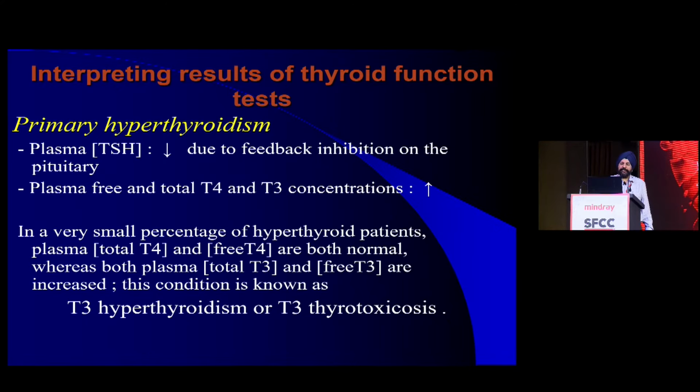So in primary hyperthyroidism, the TSH is usually decreased and the FT3 and FT4 levels are increased. In a very small percentage of hyperthyroid patients, the T4, FT4 levels will be completely normal, but the T3, FT3 levels will be elevated. This condition is known as T3 thyrotoxicosis. For this reason, unlike primary hypothyroidism, here we need to check both FT3 and FT4 and not just FT4, so that we don't miss the patients of T3 thyrotoxicosis.